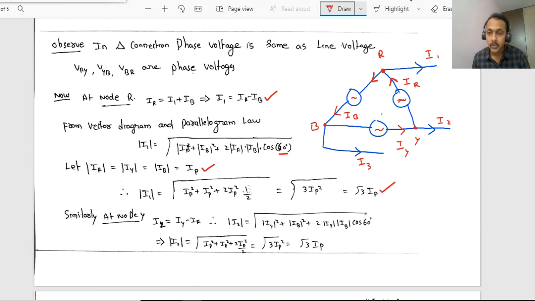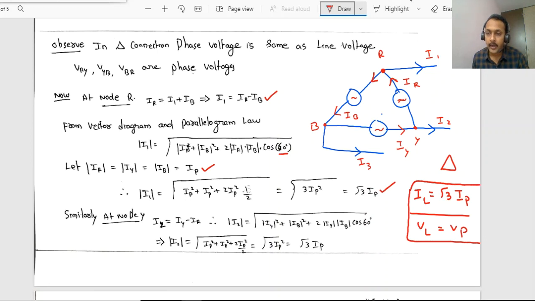Therefore, I1 indicates which current? In this context, I1 is our line current. Our line current is root 3 times the phase current. Very, very important. In which connection? In delta connection. Whereas the line voltage is the same as the phase voltage.